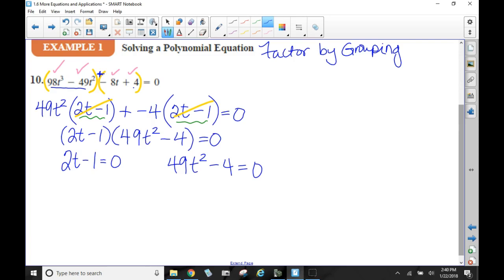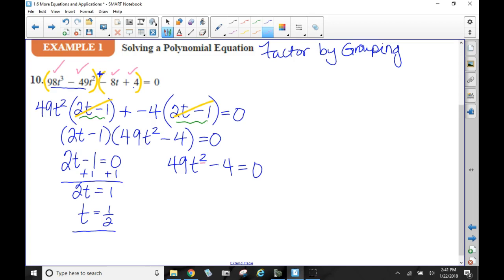On the first equation, add 1 to both sides. So we have 2t equals 1, divide by 2, so t is equal to 1/2. There's one of our answers that should check back into that original equation. Now we focus on solving 49t squared minus 4 equals 0. That is a quadratic because of the degree 2, so we're going to solve this one using quadratic methods.